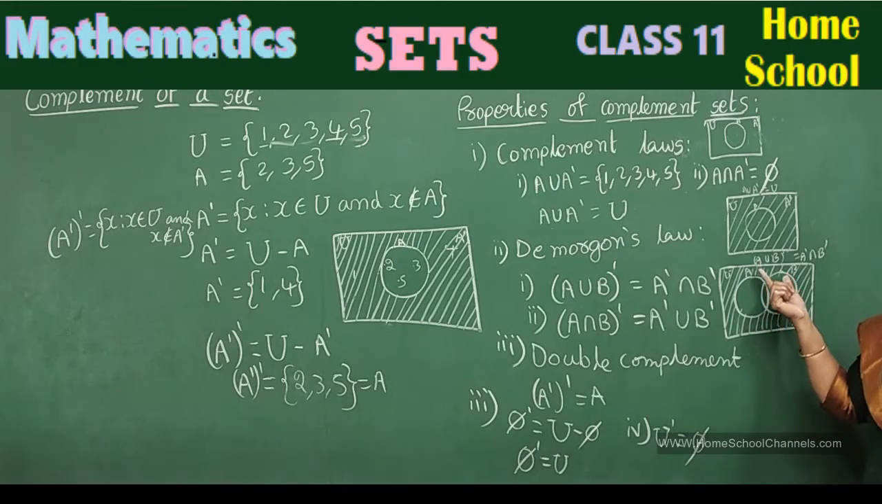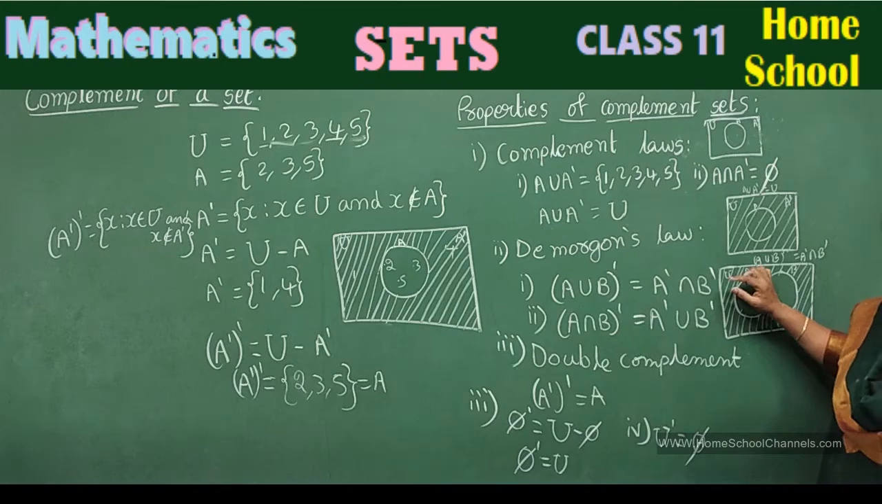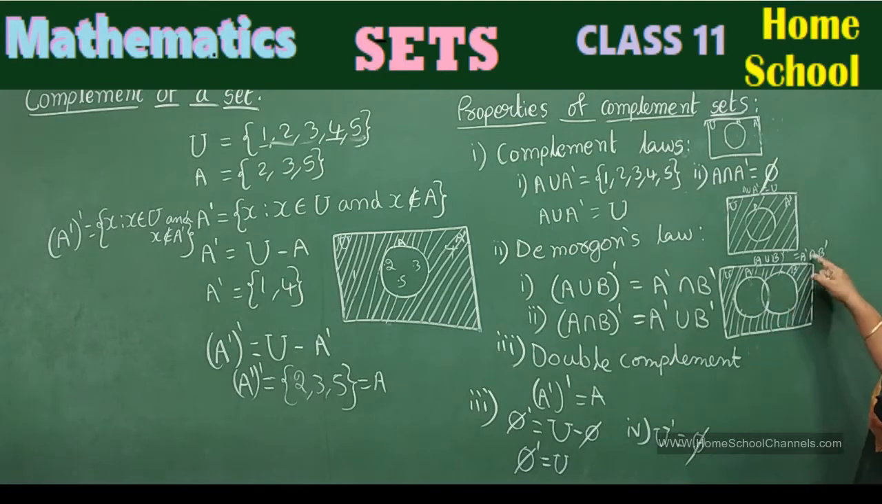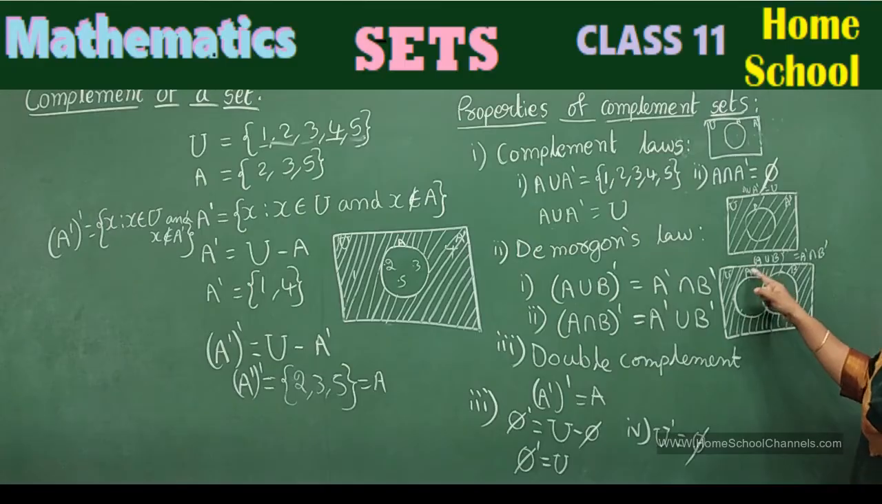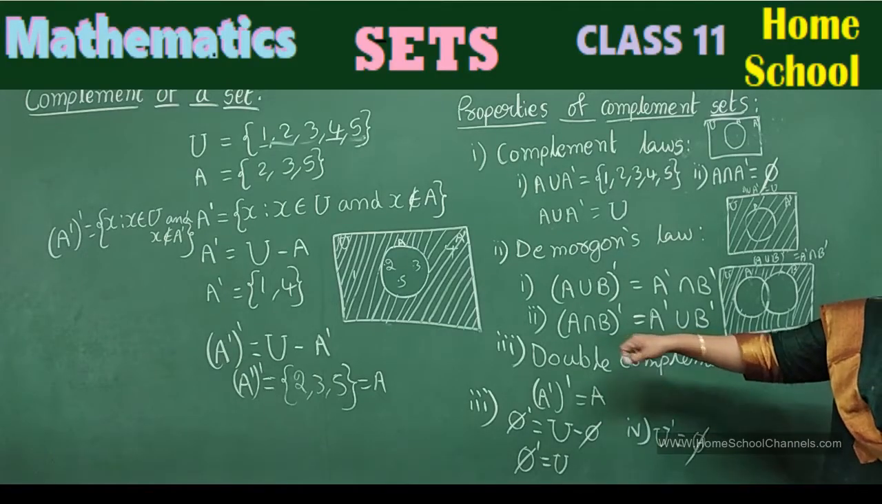A union B whole complement is this Venn diagram, and A complement intersection B complement is also the same Venn diagram. A complement means, other than the A circle, completely you need to shade. B complement means, other than the B circle, we need to shade all. Intersection means only the region outside the two circles we need to shade. Okay, let's go for the next one.